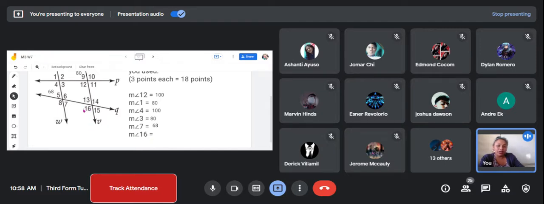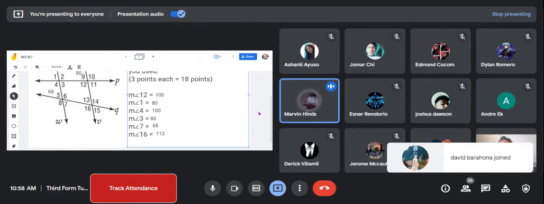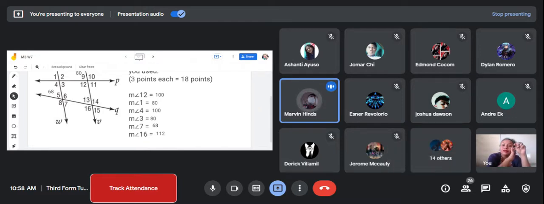What is the value of angle 16? 112, miss. 112. How did you get 112? Because 7 is 68, and 7 and 6 I will subtract because it's a straight line, and a straight line has 180, so I will subtract 68 from 180. That gives me 112. Very good. 180 minus 68 is 112. Very good.